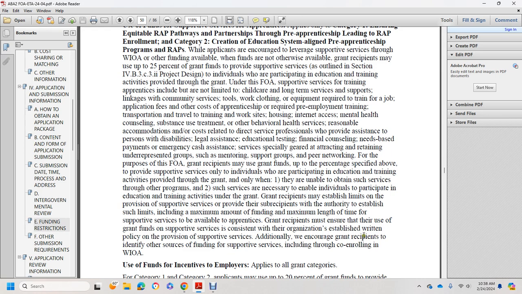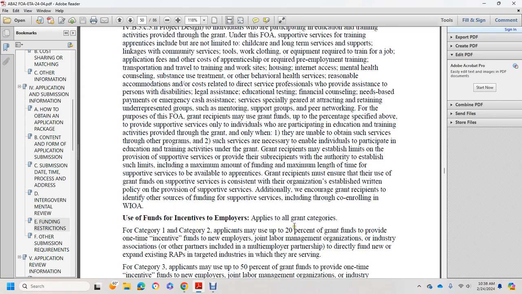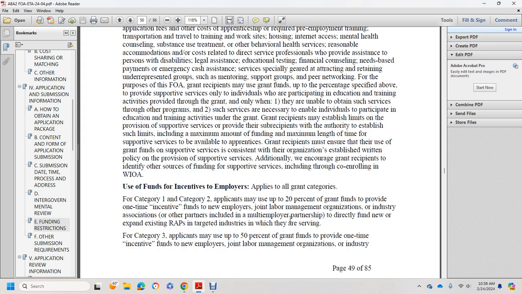Additionally, we encourage grant recipients to leverage other sources of funding for support services, including through co-enrolling in the Workforce Innovation and Opportunity Act.